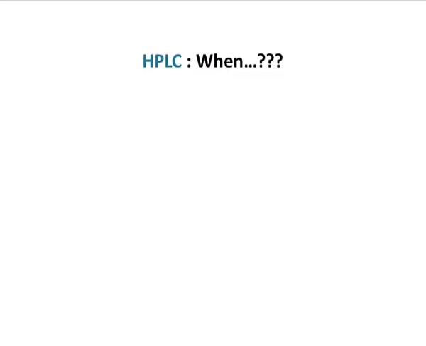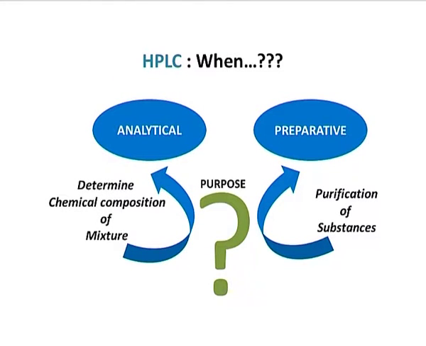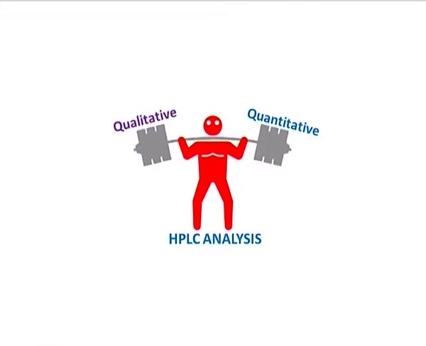The second question, which is, when would you use HPLC? HPLC can be used for analytical purposes and it can also be used for preparative purposes. When we say analytical purposes, it means we are only interested in determining the chemical composition of a mixture, right? Whereas for preparative purposes, we tend to actually isolate the substance. So, it caters to the purification of a substance out of a complex mixture. It can also be used for both qualitative and quantitative purposes.